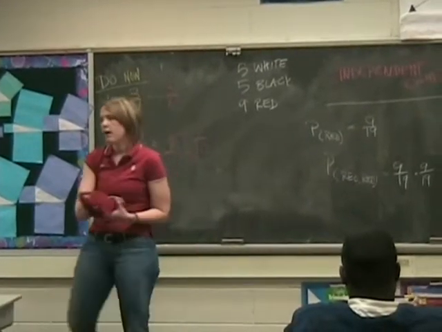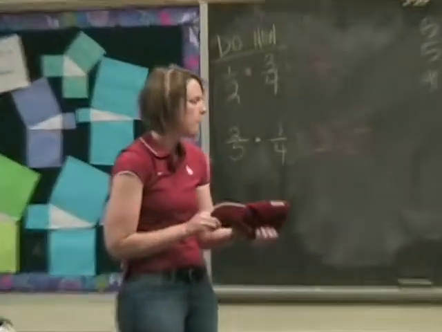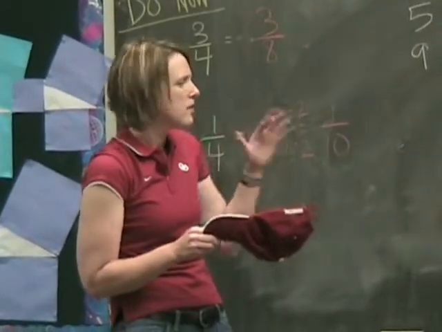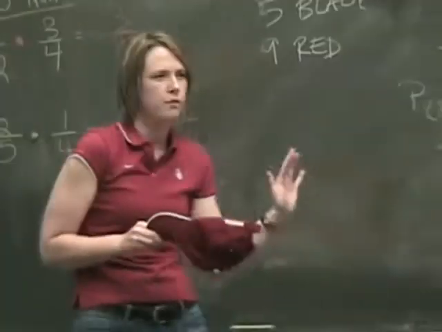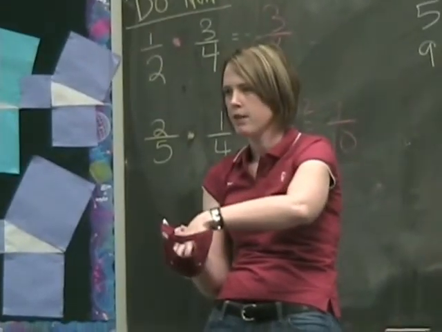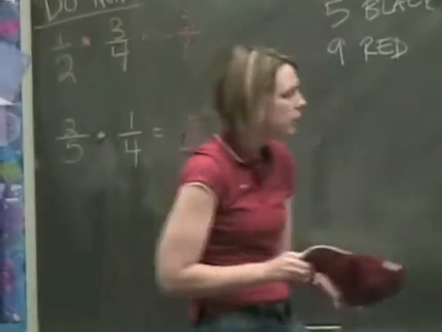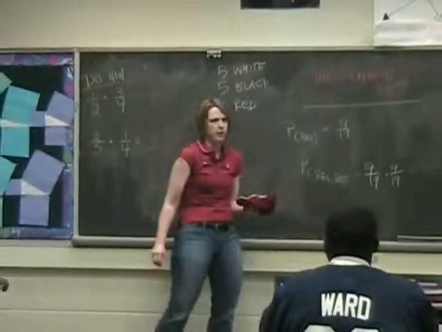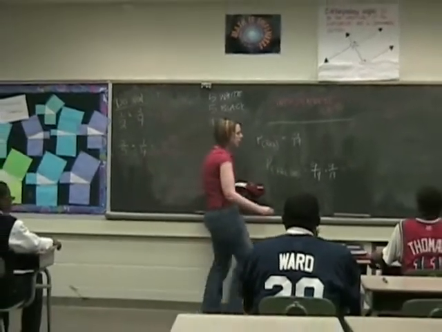Okay. For a probability to be independent, it doesn't matter what happens in the first one. Okay. We still have the same odds in the second one because we put it back. All right. And so to find the probability of picking 2 reds, then we would multiply these fractions together. What would we get?